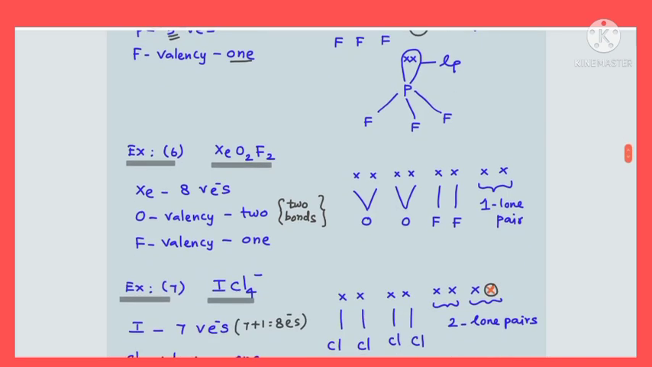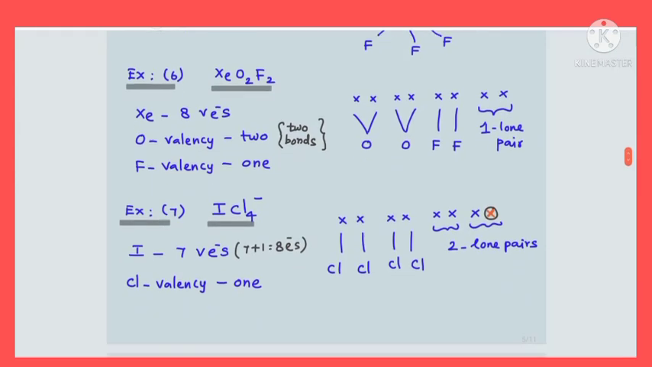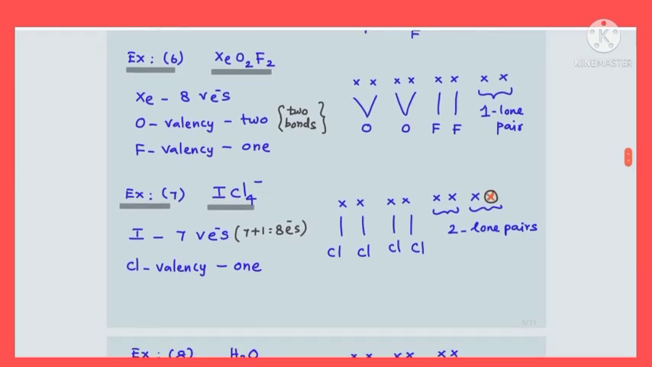Now let us go to some slightly more complicated molecules like XeO2F2. Okay, right. Here the central atom xenon, an inert gas, has 8 valence electrons. Oxygen valency 2, which means it is capable of making 2 bonds. Fluorine valency 1. It can make one bond. Right. So this is xenon configuration, 8 valence electrons.